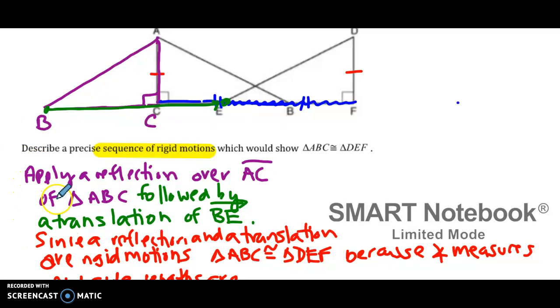So reflection, I gave you a line of reflection. Translation, I gave you a vector that starts at B and ends at E. B is the corresponding part to E. Could I have done A to D? Yes. Could I have done C to F as my vector? Yes.